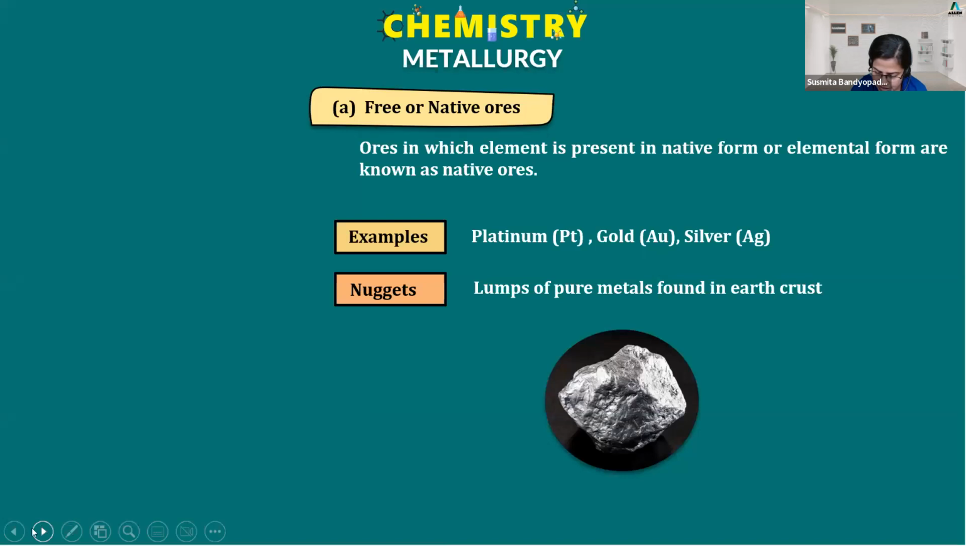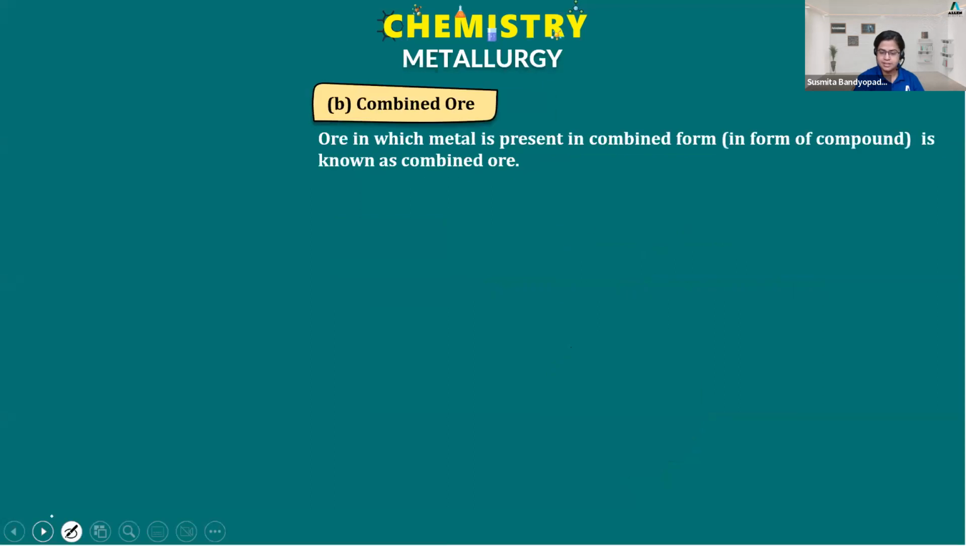Students, yesterday we read about a reagent which can dissolve noble metals like gold and platinum. What is it? Done. Very good. You don't have to take so much pain of typing. I'm not here to just sit and find out what mistakes you're making; I'm trying to help you learn things in a systematic way. So, combined ore is one in which the metal is present in the form of a compound.